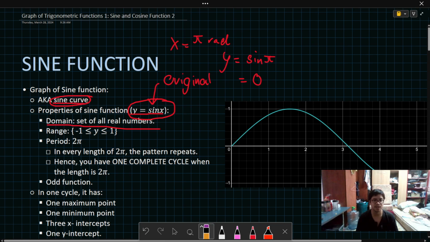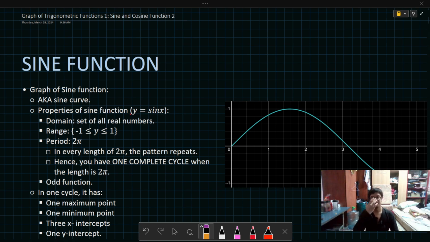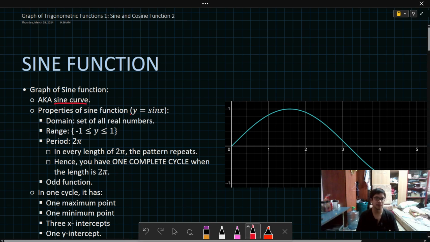Let me erase the writing and rewrite these again. So, the graph of the sine function is also known as a sine curve. Now, let us learn the properties of the sine function. To be particular, when your sine function looks like this, sine x, this is actually your original function.